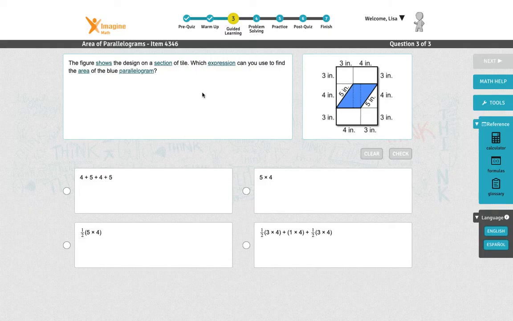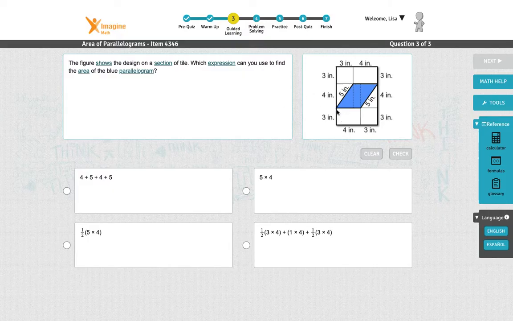Now, this one's a little trickier because it's not just the parallelogram, right? And so you're looking at this and you're going, oh my gosh, Miss Hickman, this is ridiculous. Okay, but the figure shows the design section of the tile. Which expression can you use to find the area of the blue parallelogram? Okay, so if I'm looking at this, it's probably not going to be something that insane, but it could be depending on how you're going to set this up.